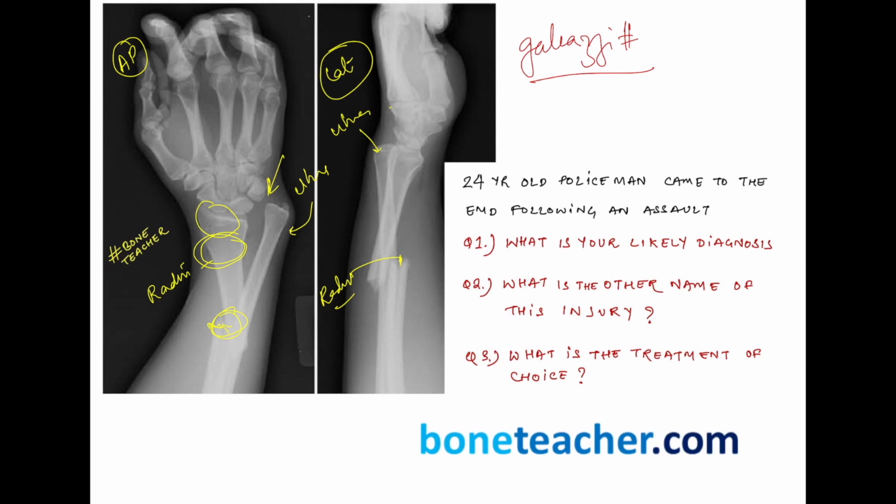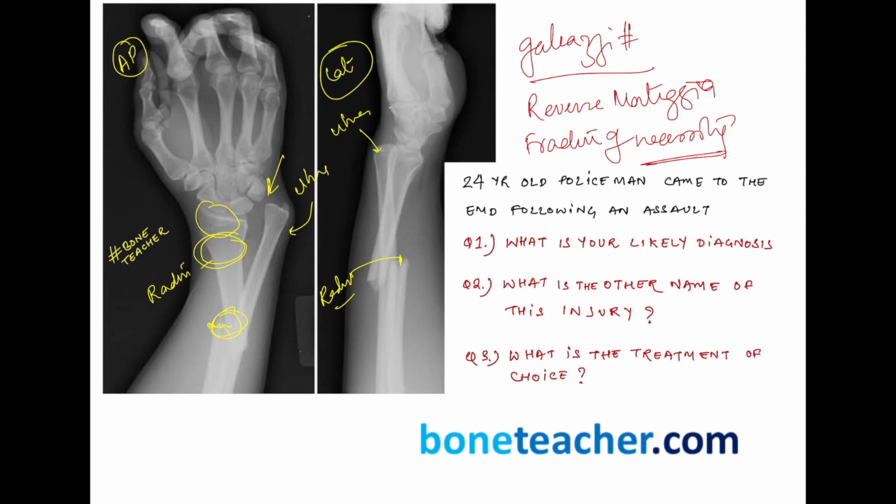Second, what is the other name of this fracture? The other name for this fracture is your reverse Monteggia fracture. It is also known as the fracture of necessity. Right? Fracture of necessity is a term that is usually used for fractures that necessitate surgery, but this was the term that was originally described for this fracture.